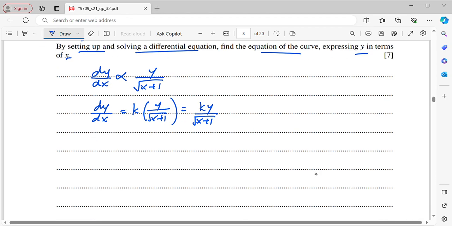And now the next step is to solve. When you look at the y here, that means dy is the numerator, therefore the y must be moved to the left side. So I will get 1 over y dy equals k over square root of x plus 1. This dx will be moved to the other side. And don't forget to integrate both sides. This is the separable variables method. For the right hand side, I will move up the square root, so it will be x plus 1 to the power of negative half.